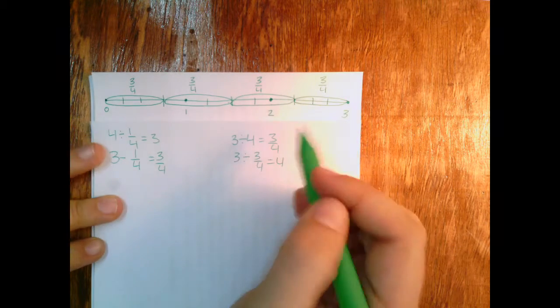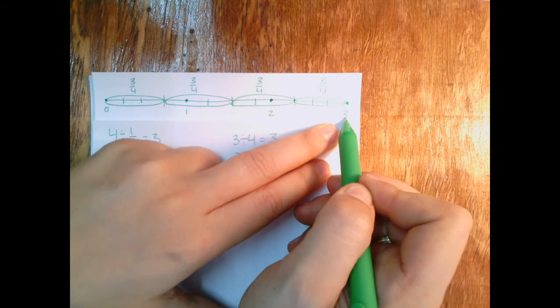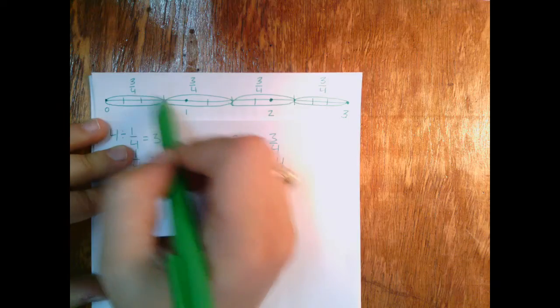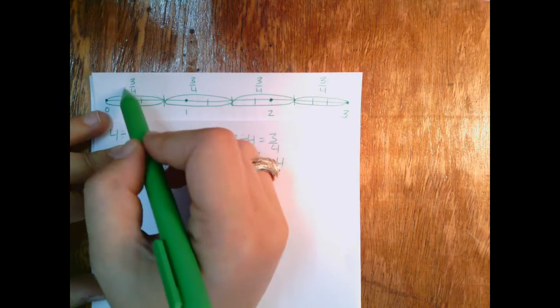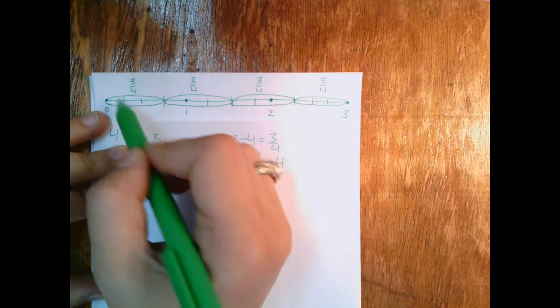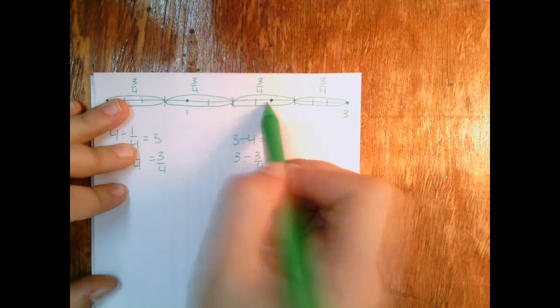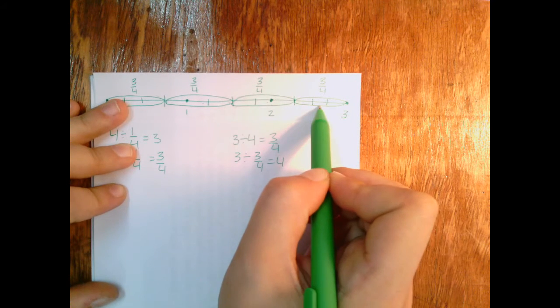Okay, and so what this looks like to me is that I've taken a whole of 3 and I'm dividing it into smaller pieces. Those smaller pieces are about 3/4, okay? And when I end up with 4 total pieces, okay?